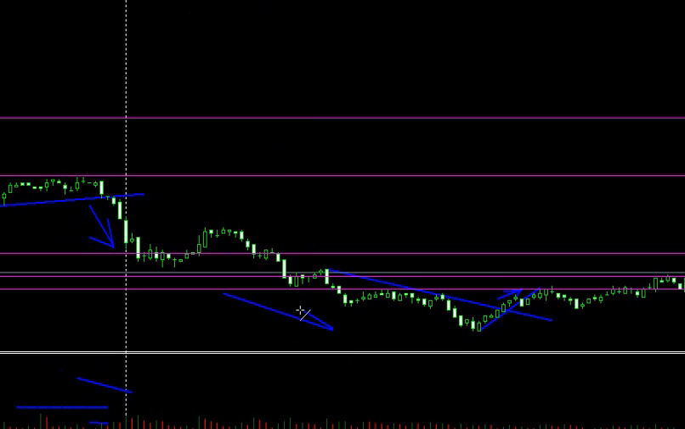When price starts to get too far from the support area, buyers start to get weaker, so I close out my first half. I then move my stop loss to break even, so that's the entry point. I move my stop loss to the entry point, and the rest of the position remains open, and I allow that to hit the next target.